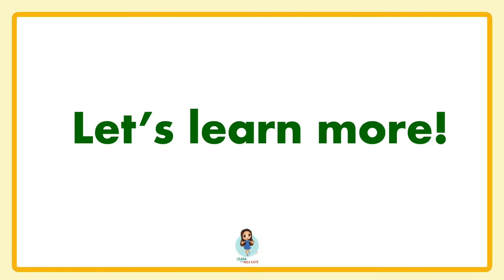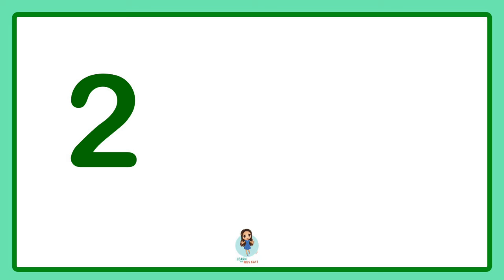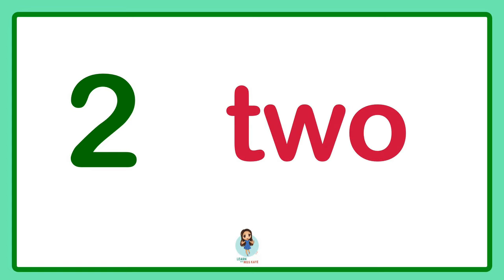Now that you know a little bit about numbers, let's learn more! This time, Miss Kaye will show you the name of the number. What number is this? It's 1. And 1 spells like this. Say it with me. 1. 2. And 2 spells like this.